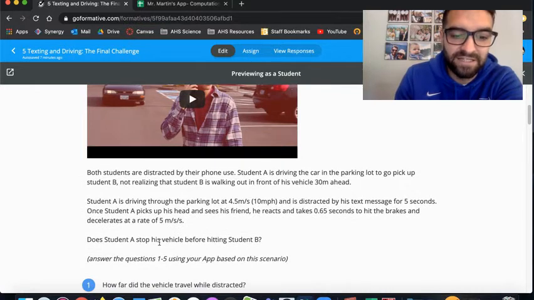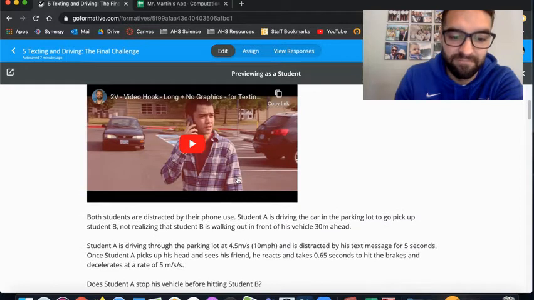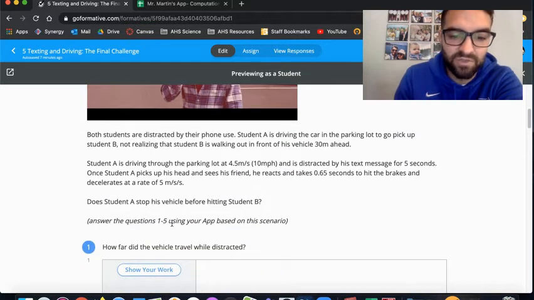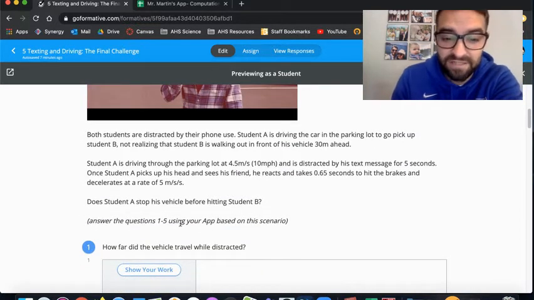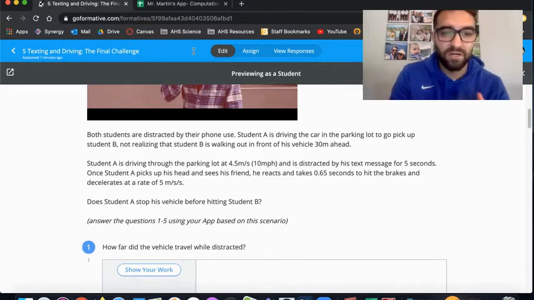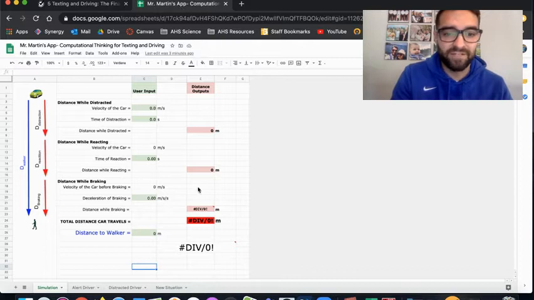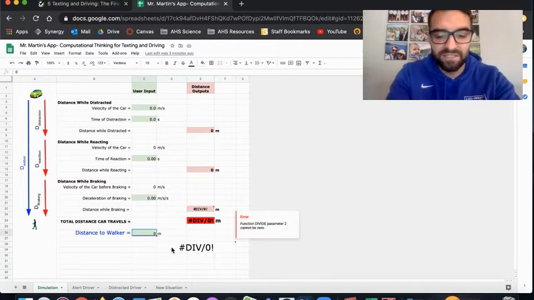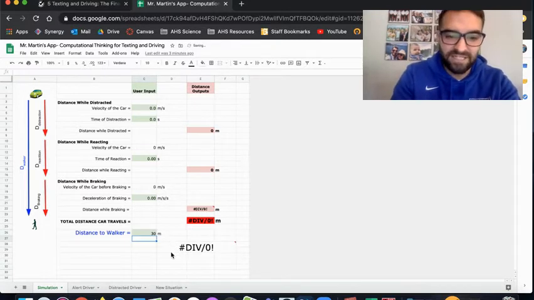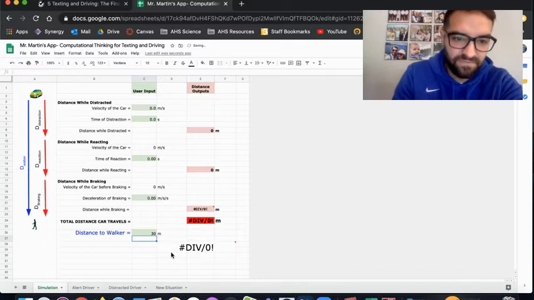Does student A stop his vehicle before hitting student B? Answer the questions 1 through 5 using your app based on this scenario. So again, you want to be able to open your app and use it in order to solve this scenario. The first thing you want to do is enter the distance to the walker. So that said 30 meters.